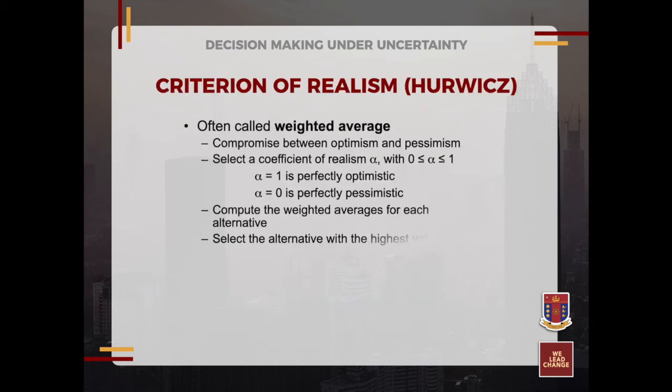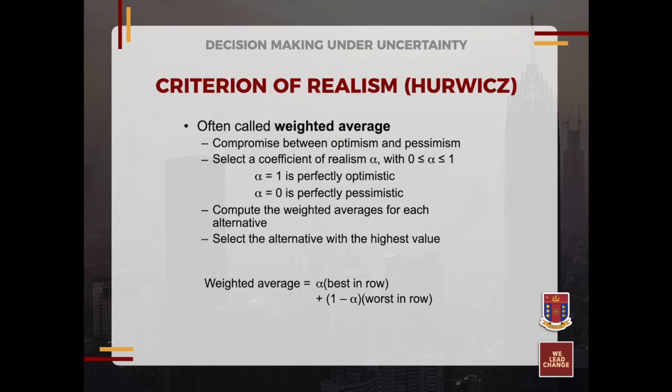Now we go to criterion of realism. Criterion of realism, or HURWICZ, is also called the weighted average because we're going to incorporate the best in a row and the worst in a row. And it's going to incorporate the coefficient of realism, which is the alpha. It's also interesting because alpha, as we've studied before, is the symbol for type 1 error. So for this one, we're going to add a bit of realism, or that type 1 error, into our computation.